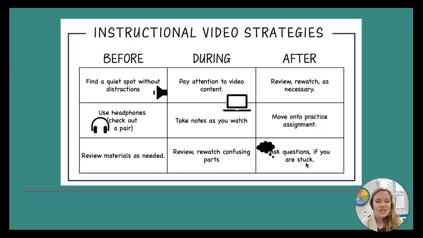Remember that during instructional videos, we want to pay attention to the video. Take notes as you watch if you have a notebook or something like that, and then review or rewatch confusing parts. So if I talk too fast or if you didn't understand what I said, these are some great things that you can do. Before you get started with your video, make sure you're in a spot that's not distracting. Use headphones, borrow a pair from me, use your own, and then review any materials that you need. And then after you're done, you should rewatch any parts that you need to, move on to the practice assignments, and then ask questions if you get stuck.